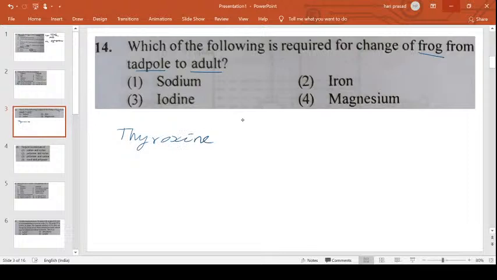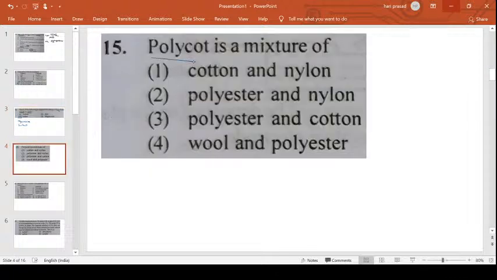That thyroxine is produced in the presence of what? In the presence of iodine in water. Therefore, which chemical is required? Iodine is required for this. Okay. Next question we will take, polycot.